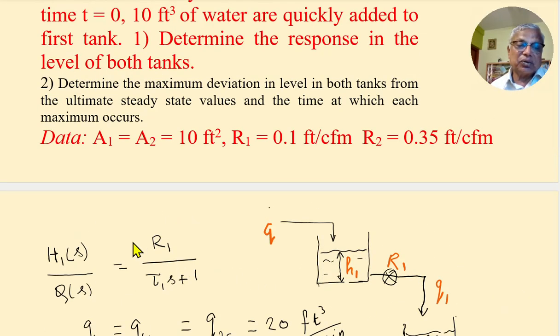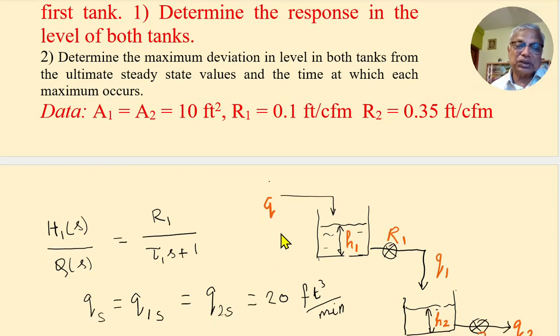Now let us take tank 1. First consider tank 1. Tank 1 transfer function H1(s) by Q(s). We know the transfer function of a single tank, the first tank, is R1 by tau 1 s plus 1.